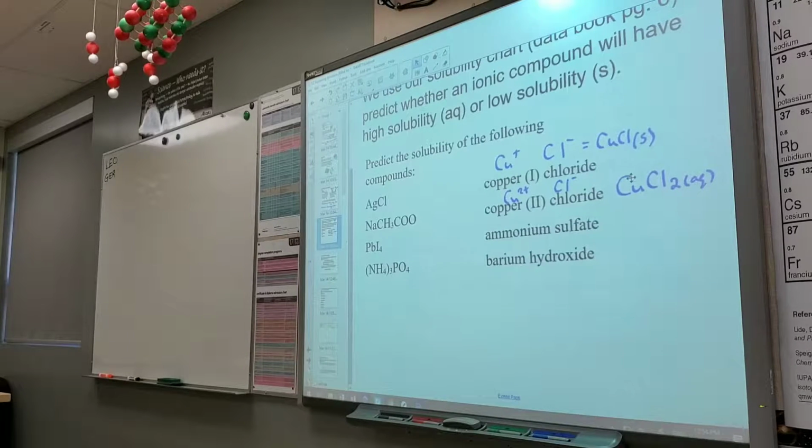Ammonium sulfate. I don't know what's ammonium and what's sulfate. Where is ammonium and where is sulfate? What is sulfate? Look on your table. Where is SO4? SO4 2-? So you're going to find SO4 2-?